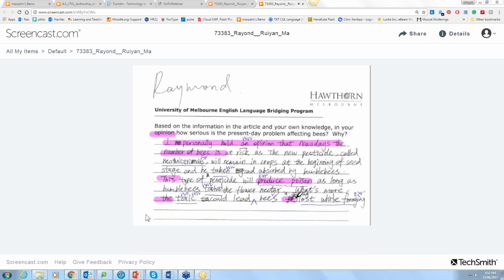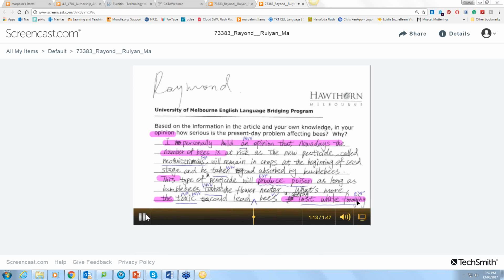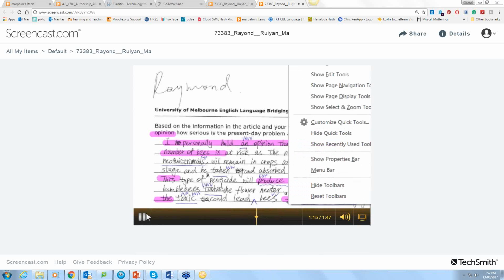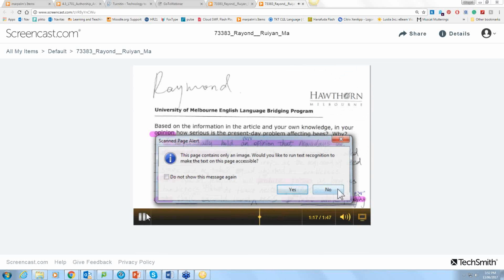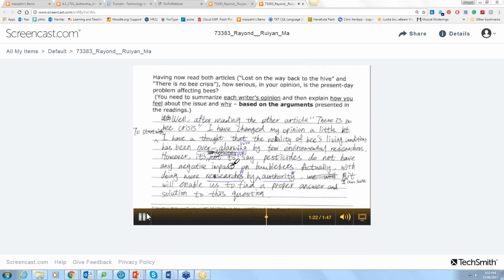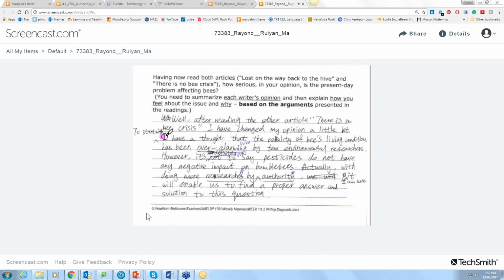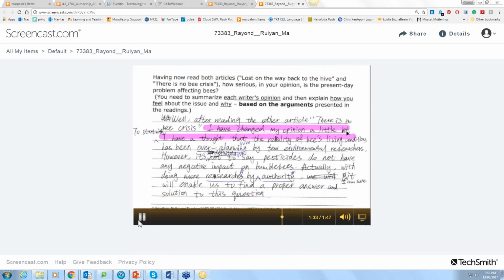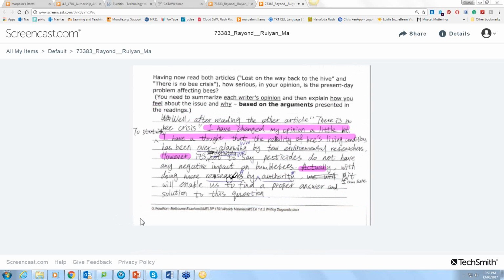You also said the bees got lost while foraging. They didn't get lost by foraging. They got lost when they came back to the hive. So there's a few issues there. If we look at the second paragraph, again, your position is clear here. I've thought about this. I've changed my opinion a little bit. So this is okay for a first writing, but you can make this more formal and more academic. Again, you've got good attempts at linking. However, actually, again, there's a few issues with subject, plural and single. But generally, a good place to start, Raymond.